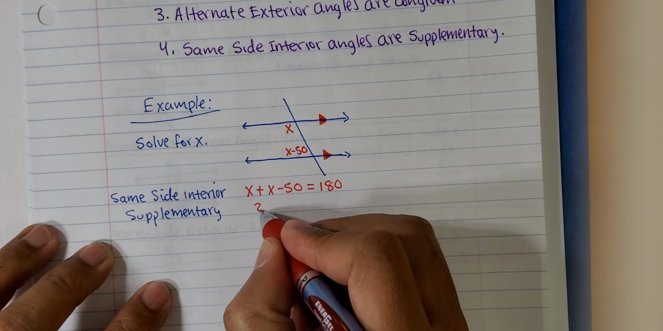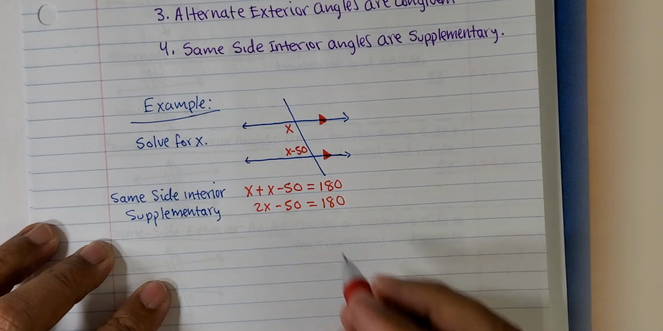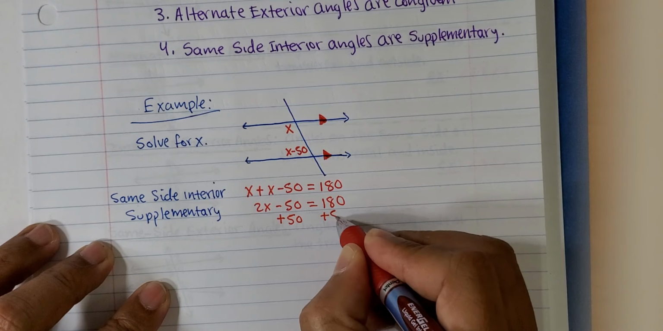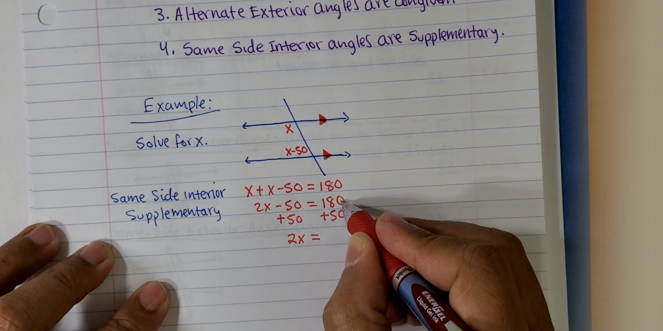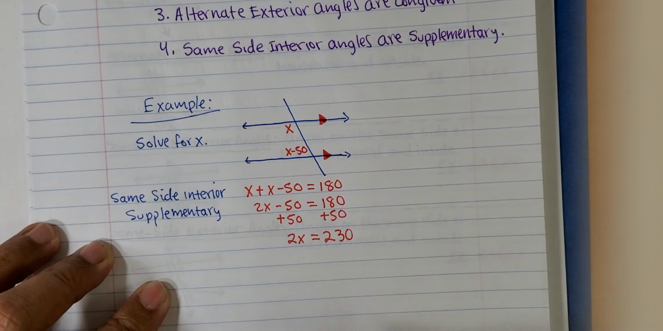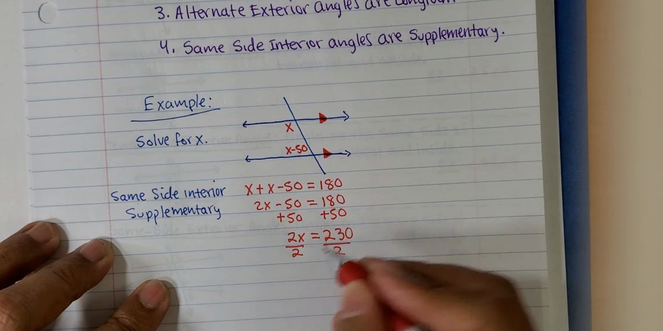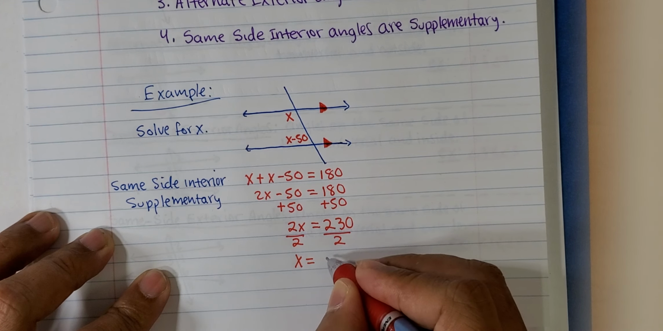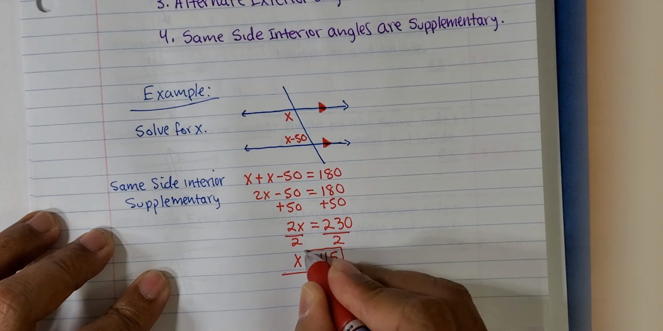So x plus x is going to be 2x. 2x minus 50 equals 180. Next, I'm going to add 50 to both sides of the equation. Then I have the 2x isolated, but when I add 180 and 50, the sum is 230. Right, next I'm going to divide by 2, which means I'm using the division property, so then 230 divided by 2 is 115. So the value of x is 115.